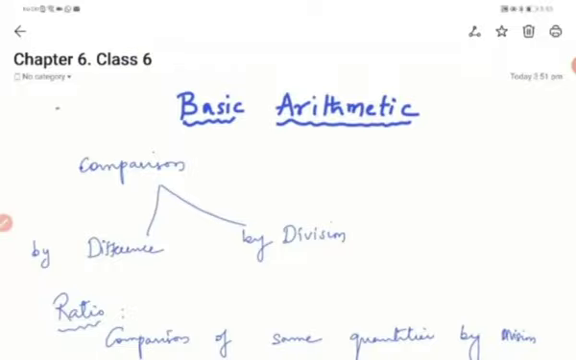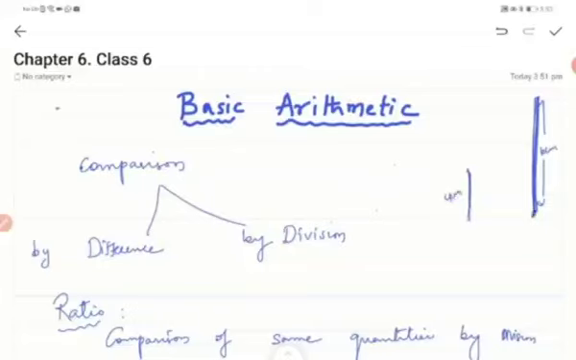So how do you compare? What do you do in comparison? If I have a stick, something like this, this stick is of some 10 centimeter height. I have another stick which is of some 4 centimeter. So how do you compare these two sticks?